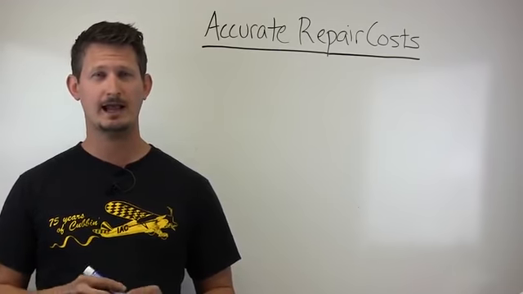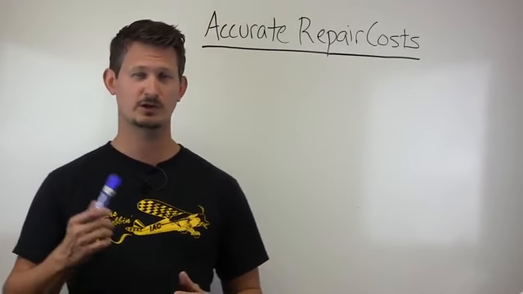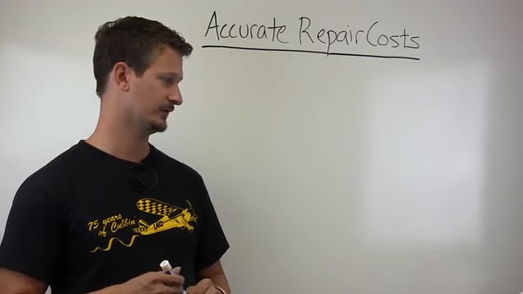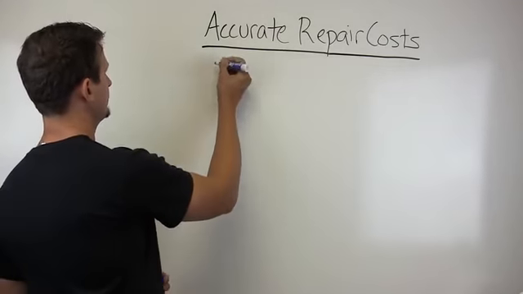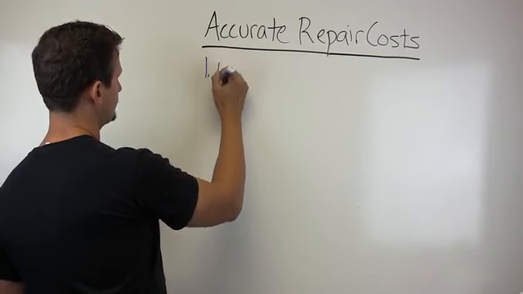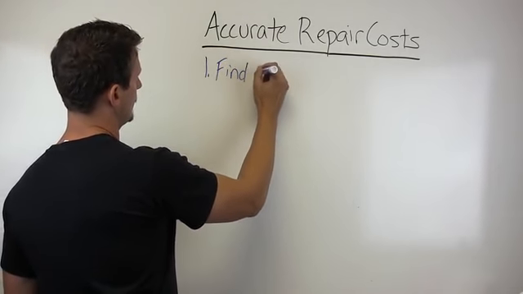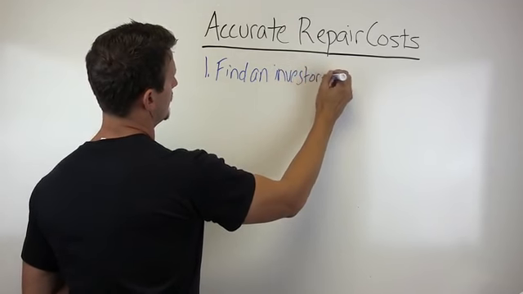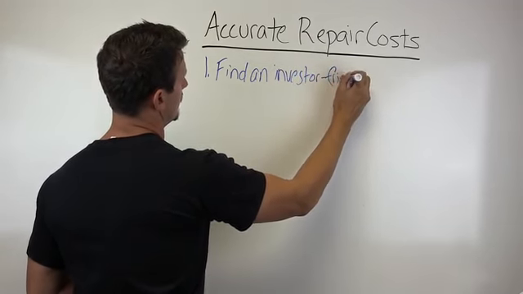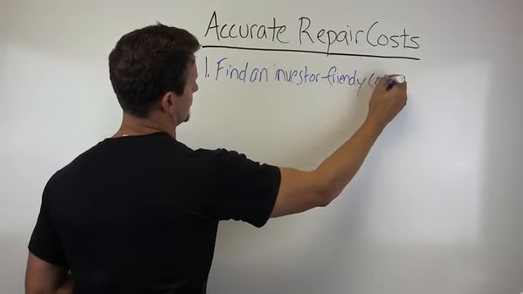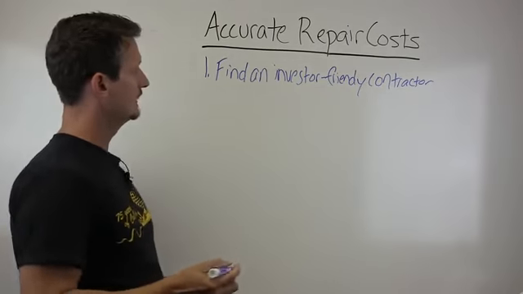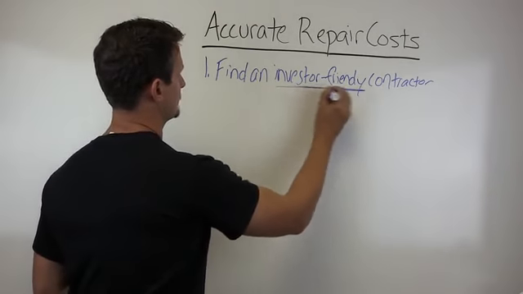So let's talk about how to accurately determine repair cost when you don't really know much about construction and fixing up houses. Basically, the first step is to find an investor-friendly contractor. And it's very important that it's an investor-friendly contractor.